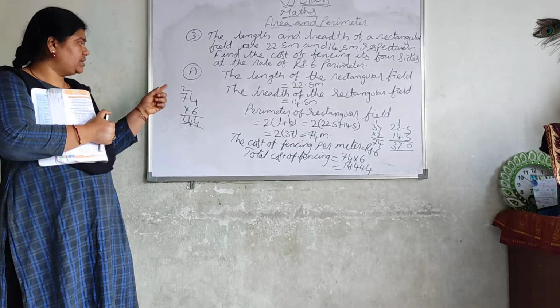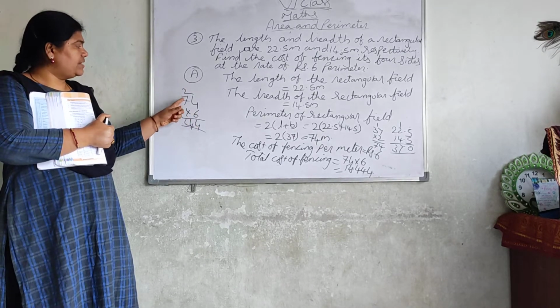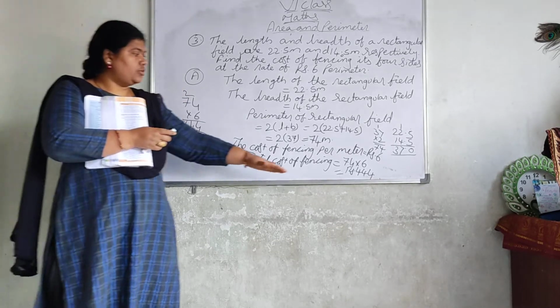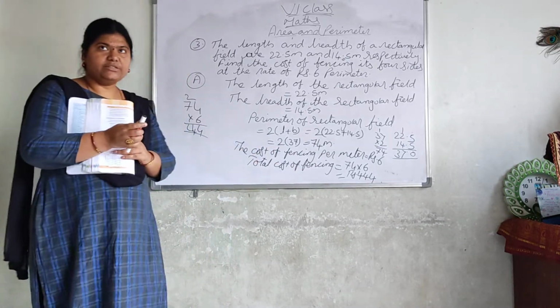So 74 meters into that 1 meter cost. 6 fours are 24, carry 2, 6 sevens are 42 plus 2, 44. Total cost is equal to 444 rupees. Shall we go for the next problem?